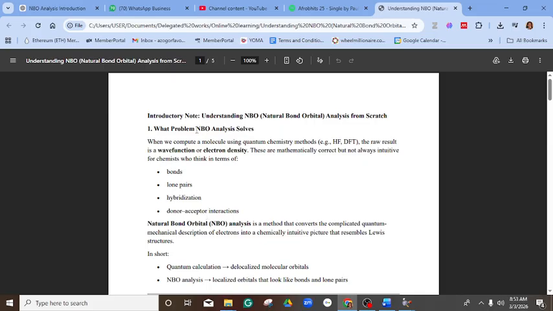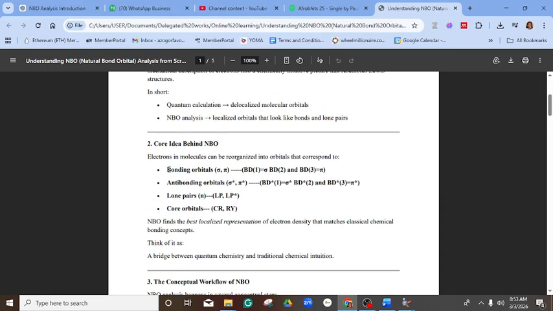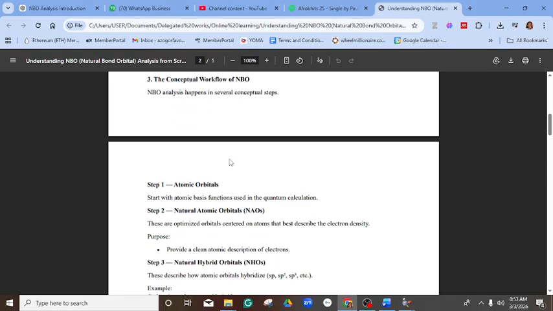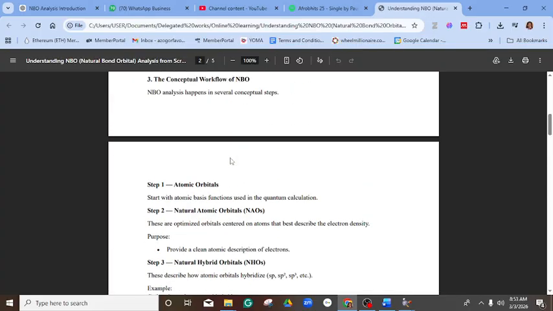So, what does the NBO describe? The NBO describes bonds, lone pairs, hybridization, and donor-acceptor orbitals. NBO is also responsible for the bonding orbitals, the antibonding orbitals, the lone pairs, and the core orbitals. Yes, you can see all of this in the NBO analysis. I'm going to be sharing this material with you at the end of this video.